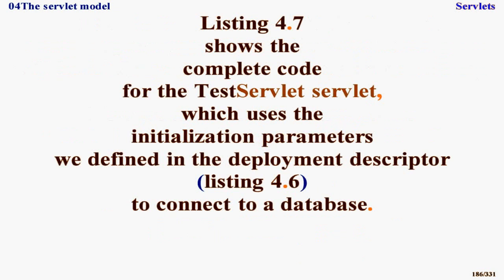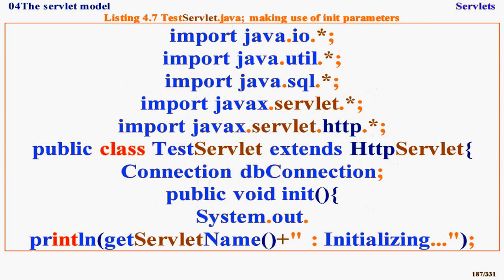Listing 4.7 shows the complete code for the TestServlet servlet, which uses the initialization parameters we defined in the deployment descriptor, Listing 4.6, to connect to a database. Listing 4.7: TestServlet.java, making use of init parameters.